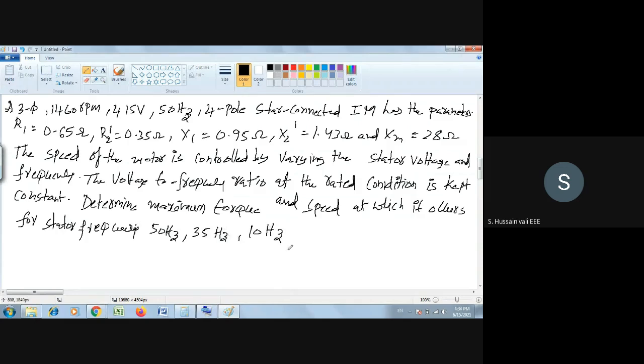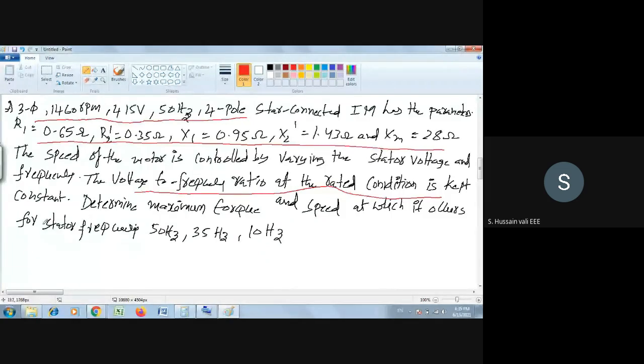Okay, so this is a question now. Please see the question. A three-phase 1460 RPM, 415 volt, 50 Hz, 4-pole star connected induction motor has the following parameters. Okay, so he has given the data as a three-phase induction motor. Then the speed of the motor is controlled by varying the stator voltage and frequency. The voltage to frequency ratio at the rated condition is kept constant. It means V by F is kept constant till the rated voltage, that is, till the base frequency.